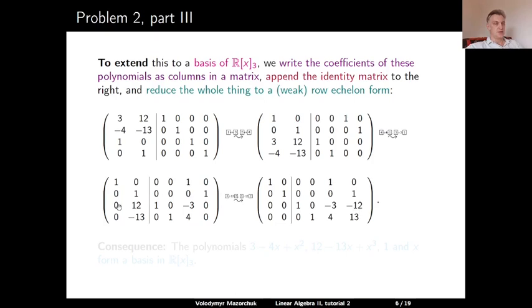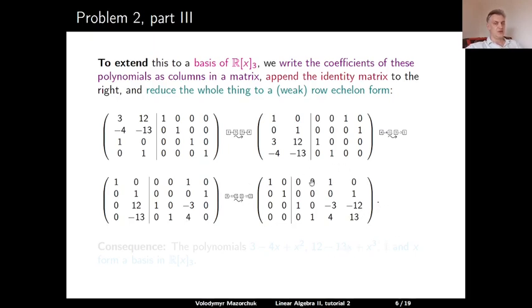The third row becomes 0 minus 0 is 0, 12 minus 12 is 0, 1 minus 0 is 1, 0 minus 0 is 0, minus 3 minus 0 is minus 3, and 0 minus 12 is minus 12. And the last row becomes 0 minus 0 is 0, minus 13 plus 13 is 0, so 0 plus 0 is 0, 1 plus 0 is 1, 4 plus 0 is 4, 0 plus 13 is 13.